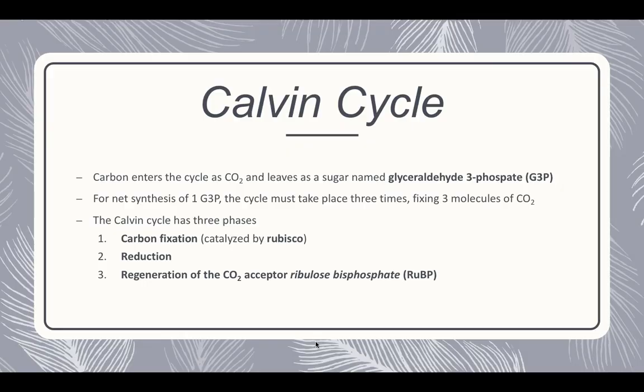So in the Calvin cycle, carbon enters as carbon dioxide and leaves as a sugar named glyceraldehyde 3-phosphate. For 1 glyceraldehyde 3-phosphate, this cycle must take place 3 times, to fix 3 molecules of carbon dioxide. There are 3 phases: carbon fixation, reduction, and regeneration of ribulose bisphosphate, or RuBP.